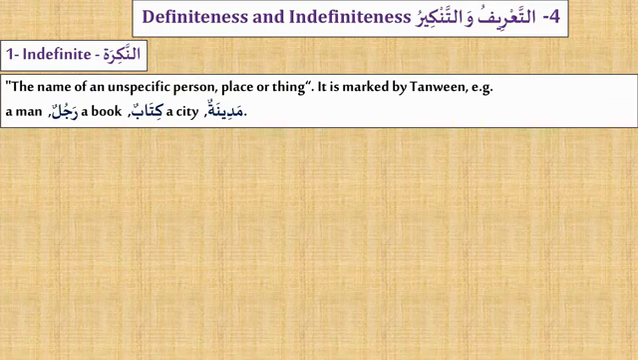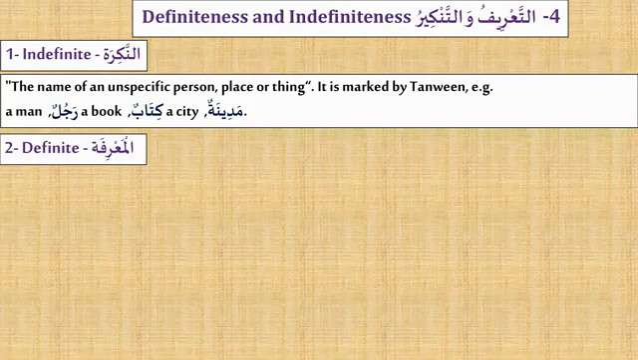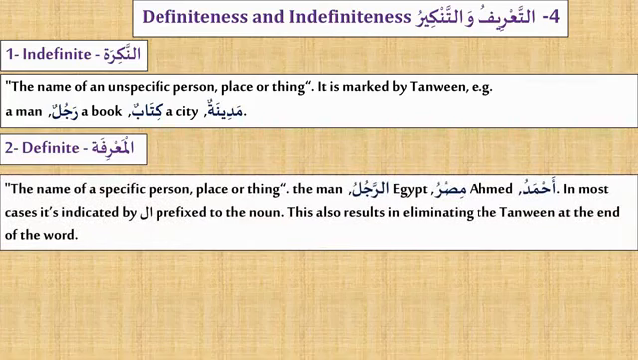The second one is definite, al-ma'rifah. Definite. It is the name of a specific person, place or thing. Example, the man, ar-rajulu. It is a specific person. Misru, Egypt. Ahmad. In most cases, it is indicated by alif and lam, prefix to the noun.